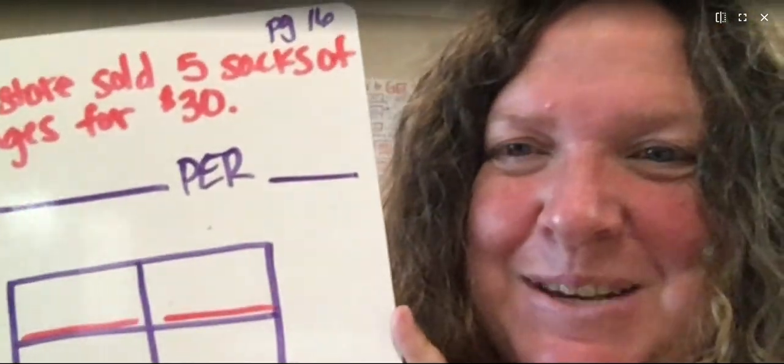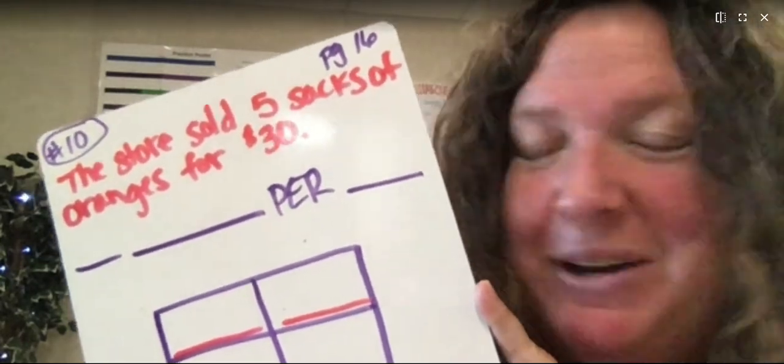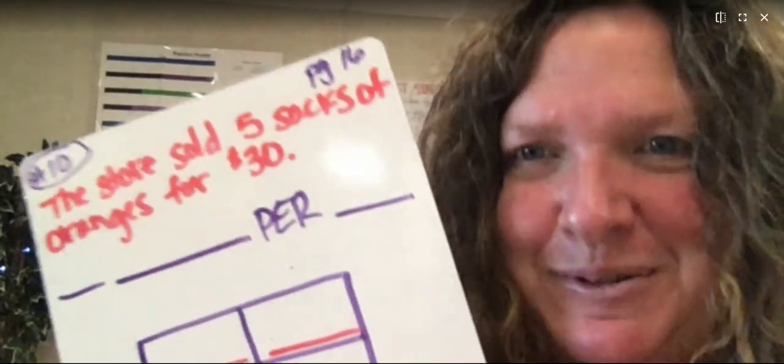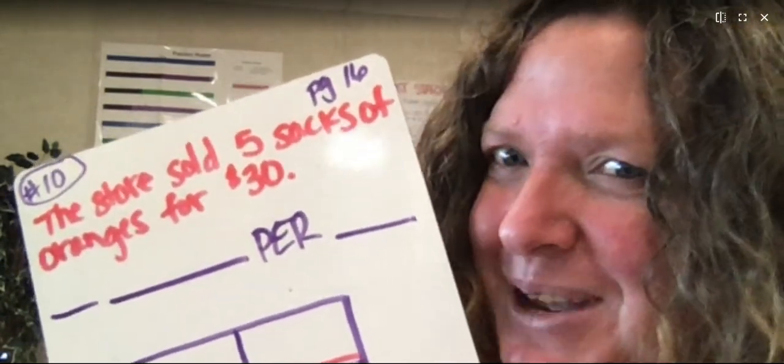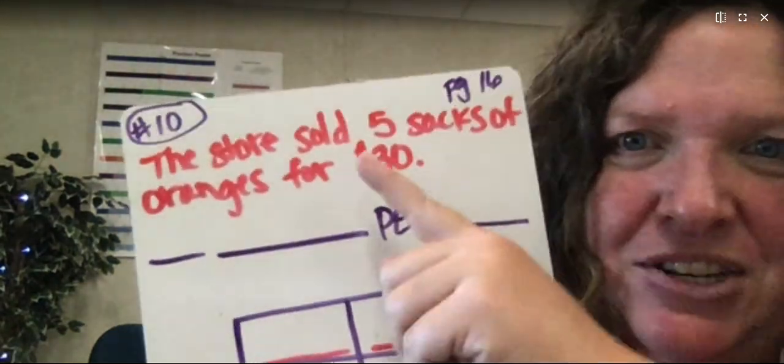Okay, the last thing we're going to talk about today is what if it's a non-unit rate that you're given? What if they don't tell you something per one something? You have to figure that out. But you might already be able to know how to do that. So let's take a look at number 10. I'm on page 16 in our book.